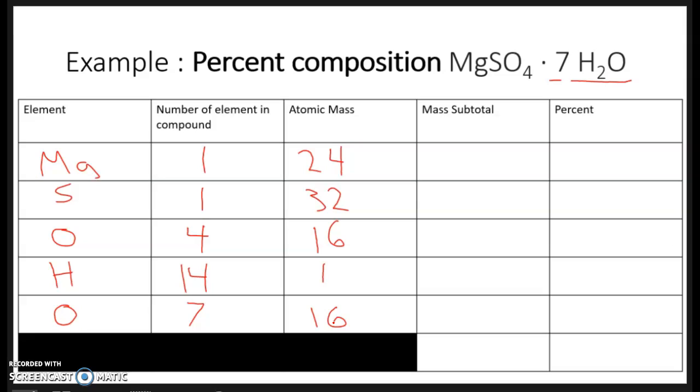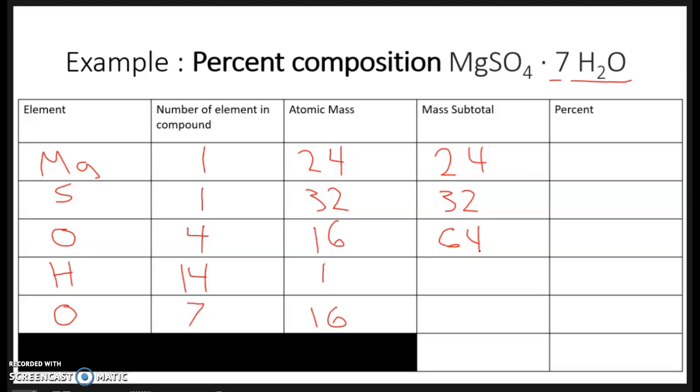Okay? And we do that by multiplying the number of elements in the compound by the atomic mass. So 1 magnesium atom with an atomic mass of 24 gives me the subtotal 24. And the same is true for sulfur. There's only one of them. But there are 4 oxygen atoms. So 4 times 16 is going to give me that mass, that subtotal of 64.